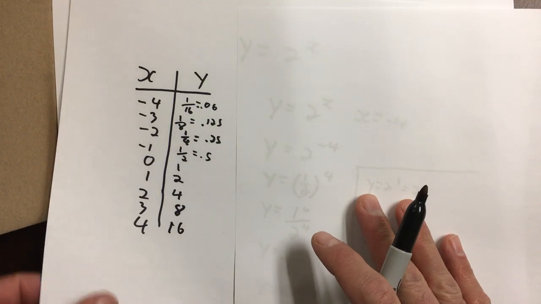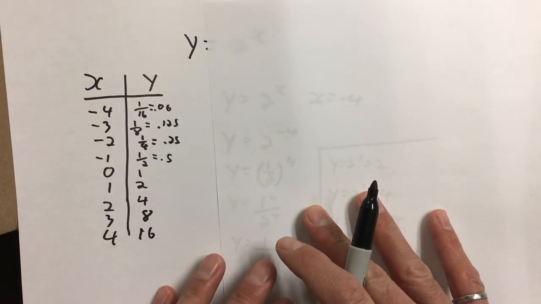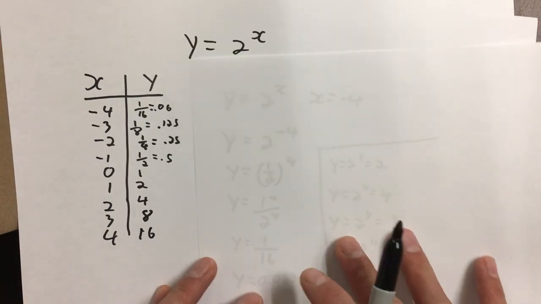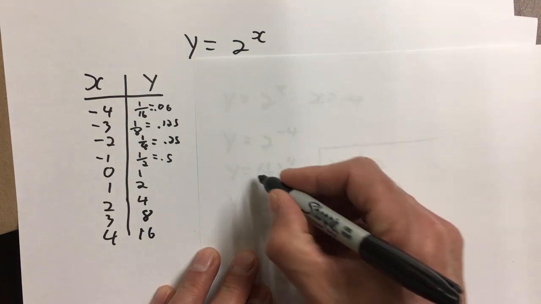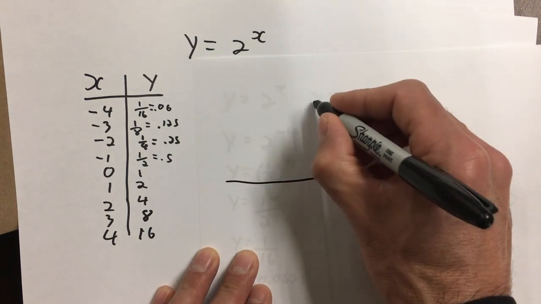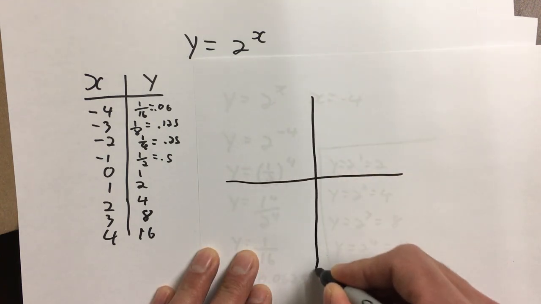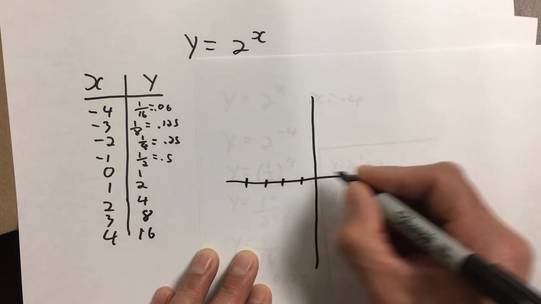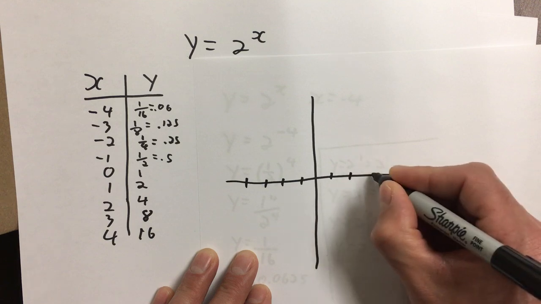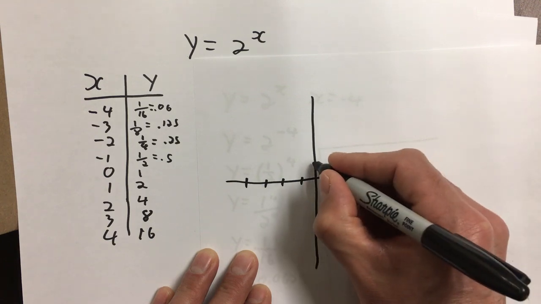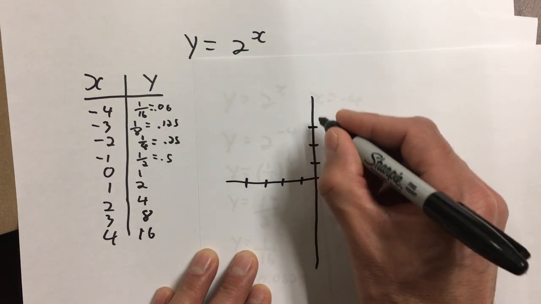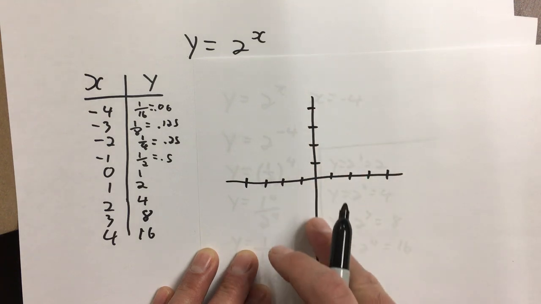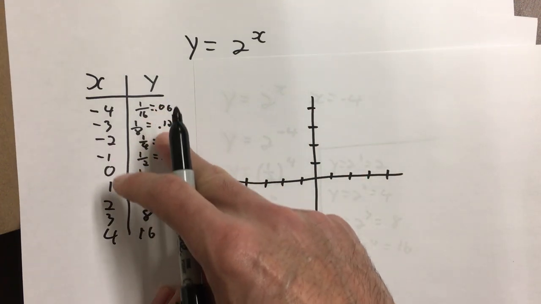Okay, so now I'm going to graph these. I'll go ahead and make my axis. Negative 1, 2, 3, 4, positive 1, 2, 3, 4, 1, 2, 3. I'm not going to bother putting ticks down here because notice there are no negative values here.